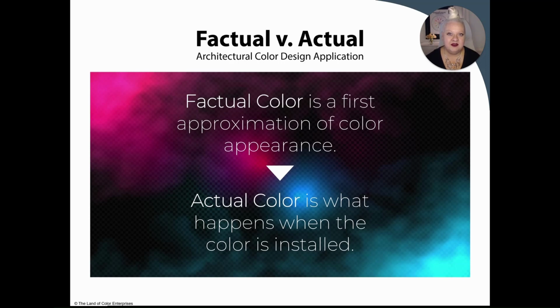Color measurements, data values, notations, whatever you want to call them, are indeed factual. Part of what makes them factual is they're repeatable. In our separate locations, we could be miles and miles apart, we could both measure a Benjamin Moore paint color, for example, and we'd get very near identical results. And we could easily agree with the numeric definition of that color. In real-world architectural color design application, factual color is a first approximation of color appearance. Actual color is what happens when the color is installed.